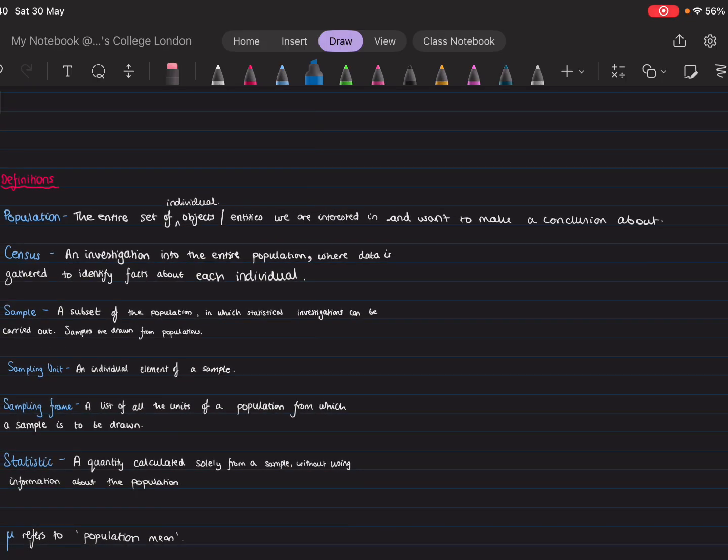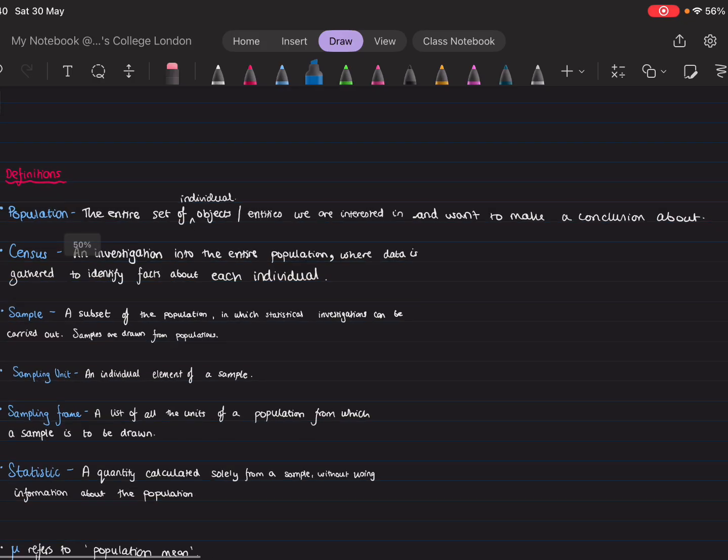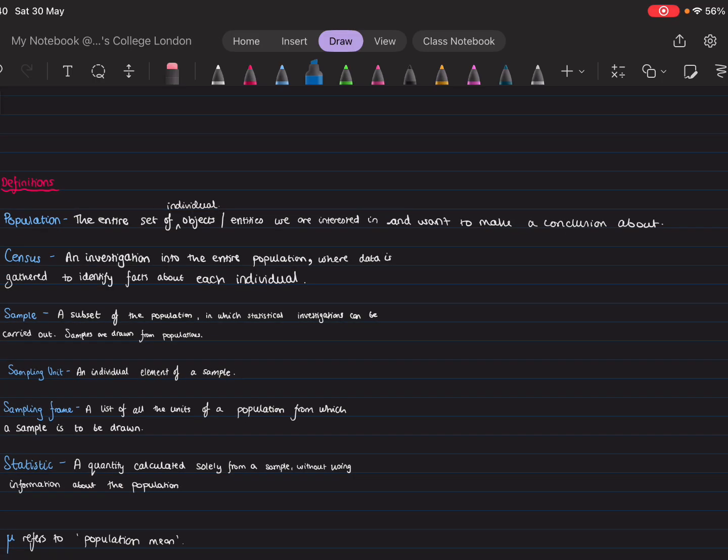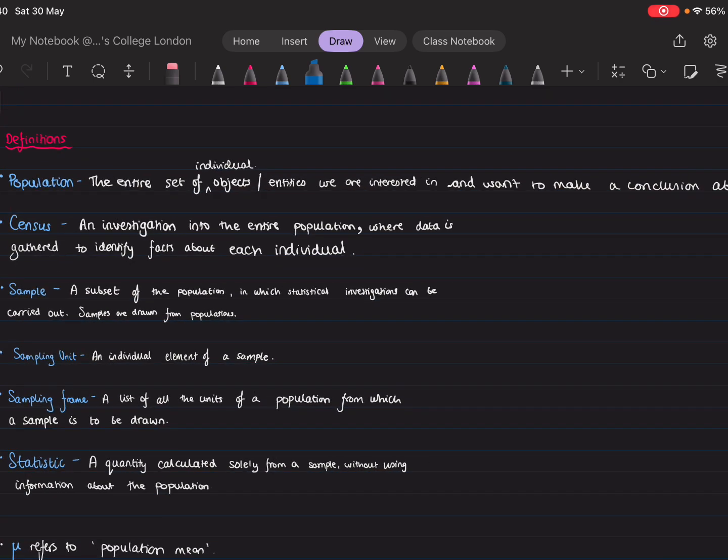Population we define as the entire set of individual objects or entities that we're interested in and want to make a conclusion about. A census is an investigation into the entire population where data is gathered to identify facts about each individual. A sample is a subset of the population in which statistical investigations can be carried out and conclusions can be made. Samples are drawn from populations.